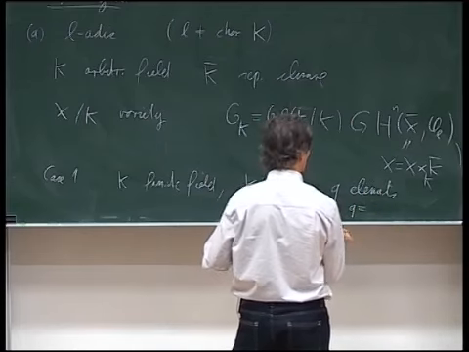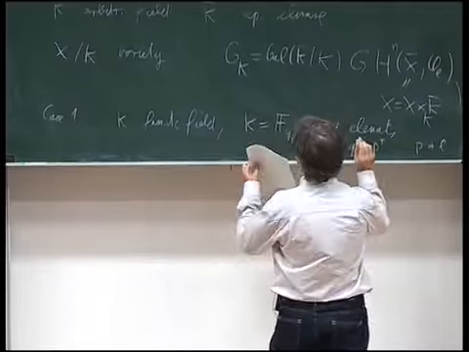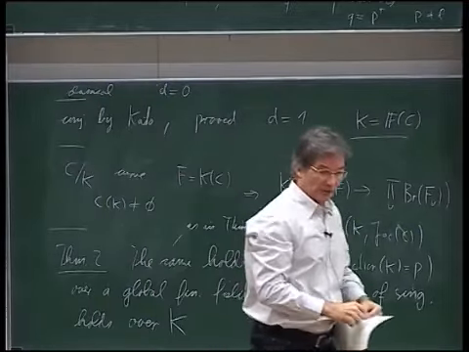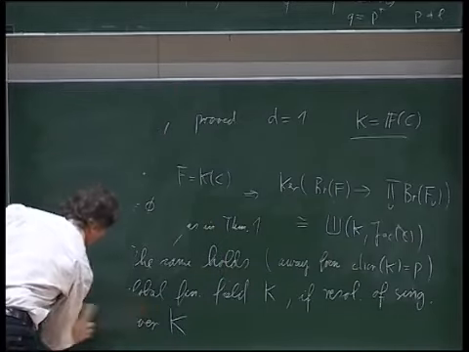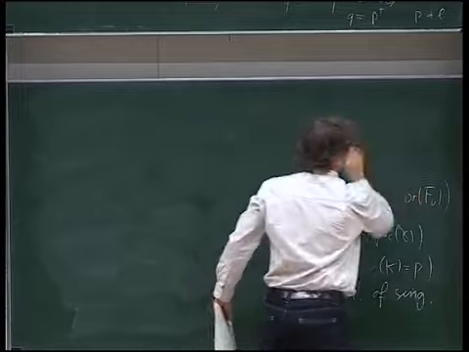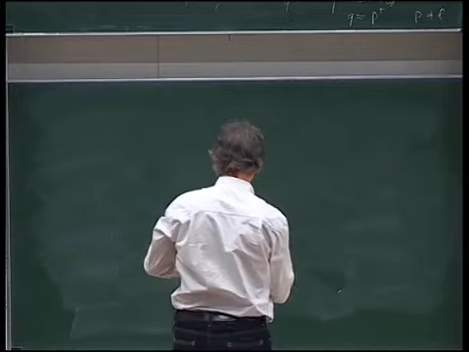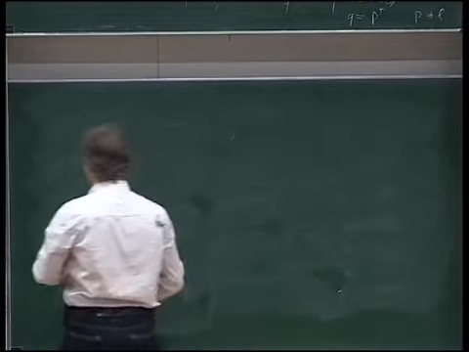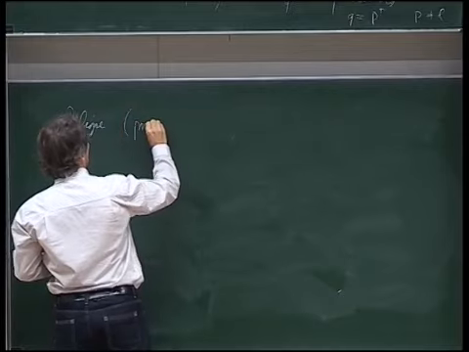q is p to the r, and so p is different from L. Then Deligne proved the Weil conjectures by using weights. So then Deligne's proof of the Weil conjectures.